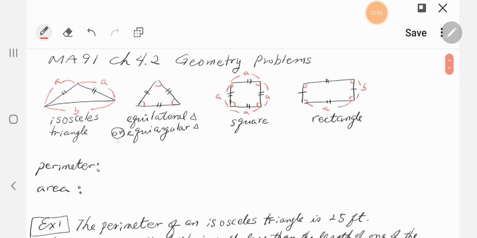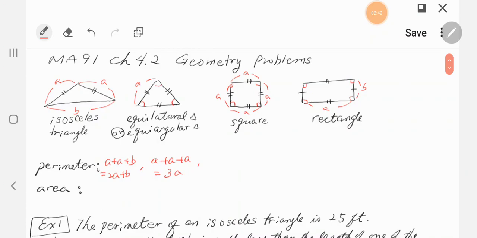So perimeter is the sum of the lengths of all the sides. In this case, the perimeter is A plus B, right? How about this one? Let's say this is A. Then two sides are equal, so this means 2A plus B. If it's an equilateral triangle, then the perimeter will be 3A, because A plus A plus A is equal to 3A.